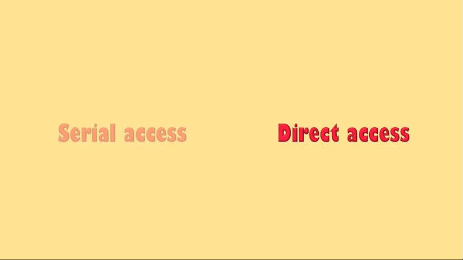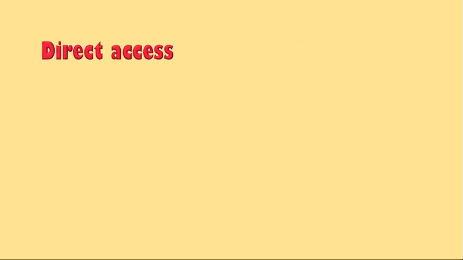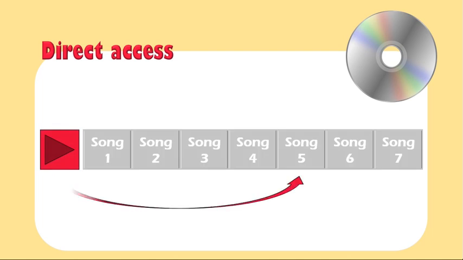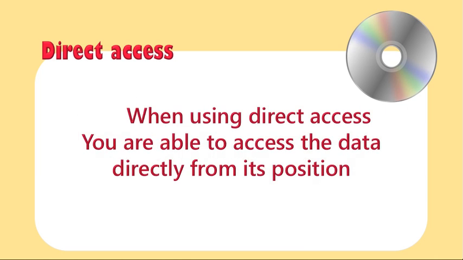And now let's take a closer look at direct access, which is used in CDs. If the user wanted to play the 5th song, he would be able to listen to it without having to go through the whole sequence of songs. And this is how direct access works, and we observe that when using direct access, you're able to access the data directly from its position.